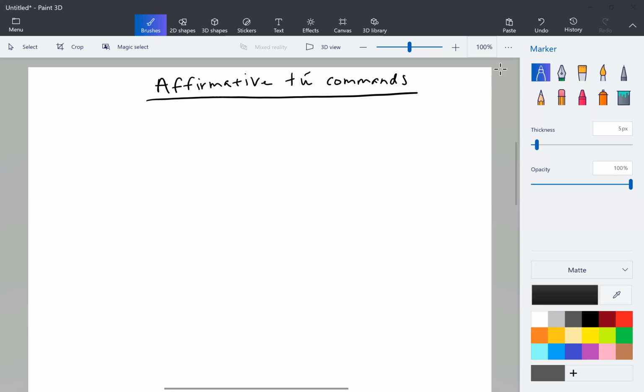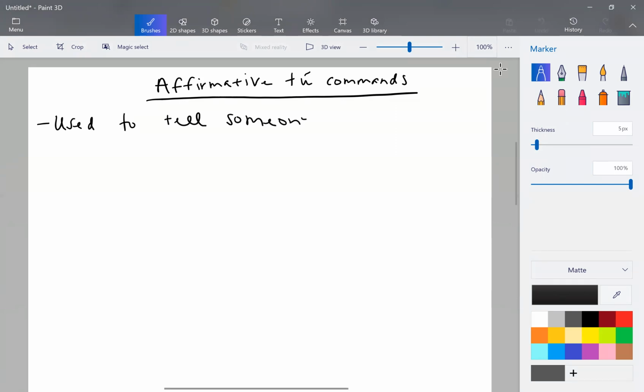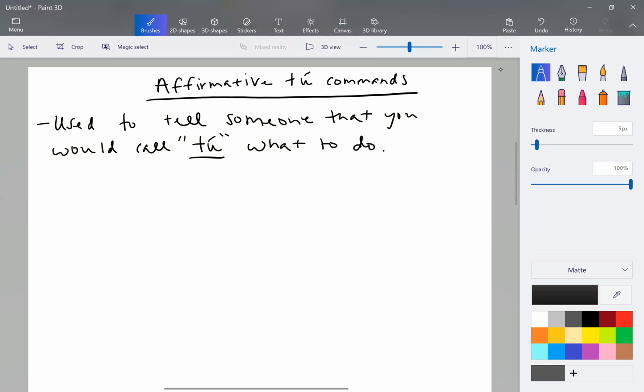So, affirmative tú commands are used to tell someone that you would call tú what to do. So if I were talking to one of you individually, I would use a tú command because you're all younger than me and we're not related. So use tú commands to tell someone that you would call tú what to do.